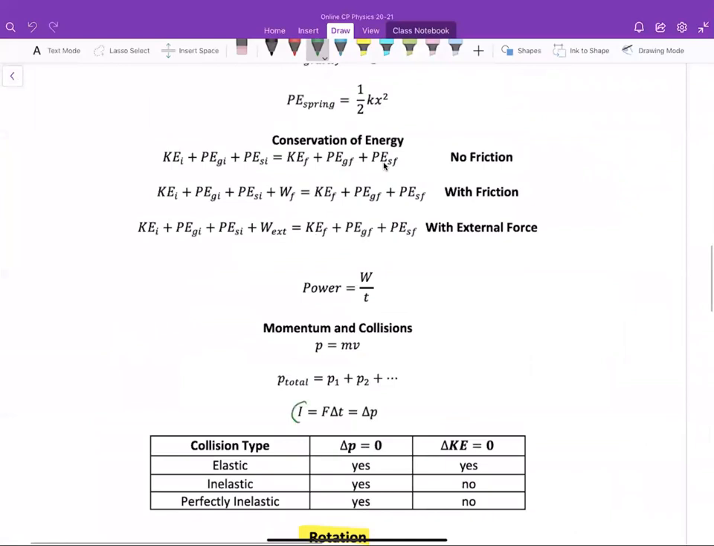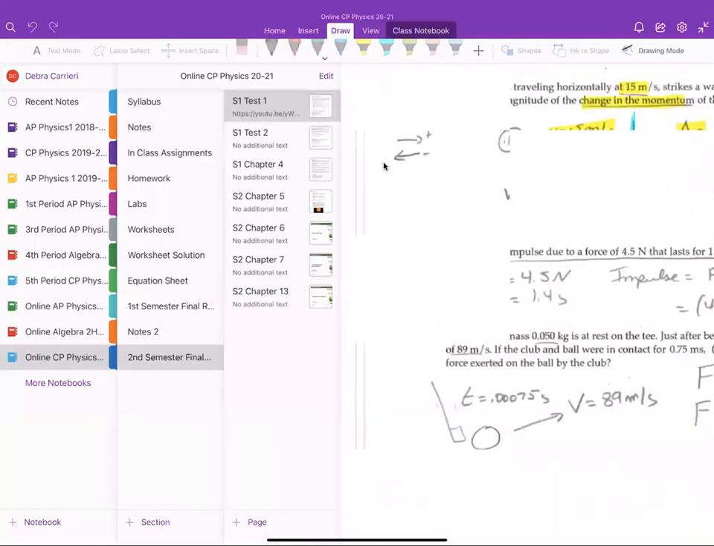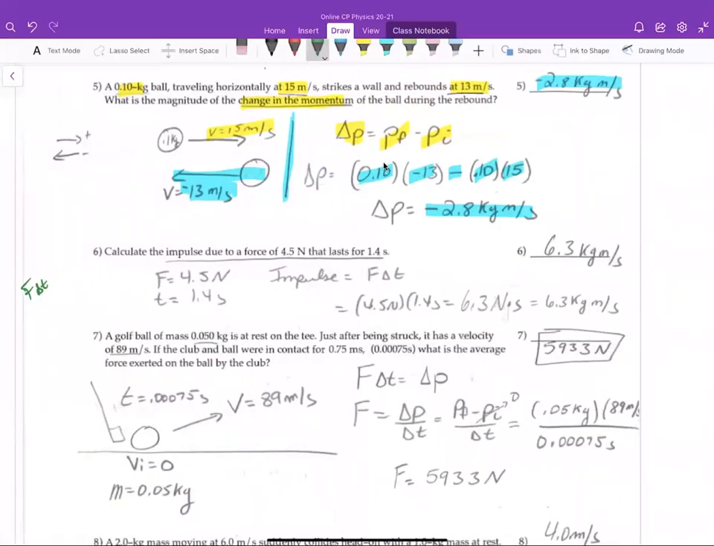This is impulse. Notice we're in momentum and collisions. Impulse, force times time equals change in momentum. Here we are. I want to know the impulse for a force of 4.5 newtons that lasts for 1.4 seconds. I know the force, I know the time. I multiply the two together, that gives me 6.3 kilogram meters per second.